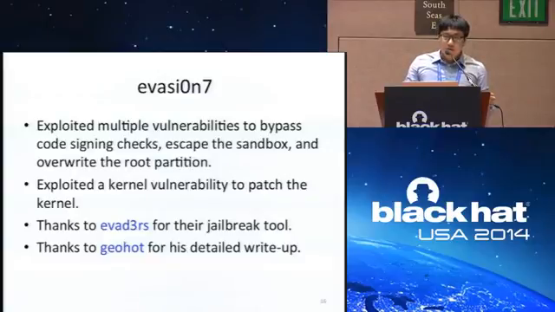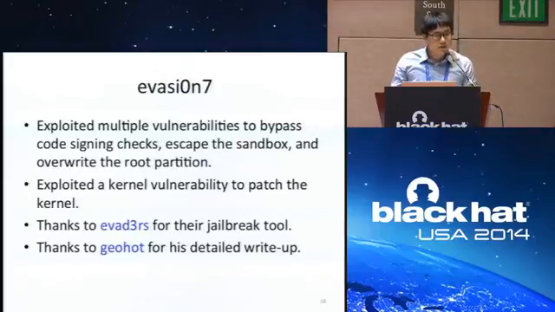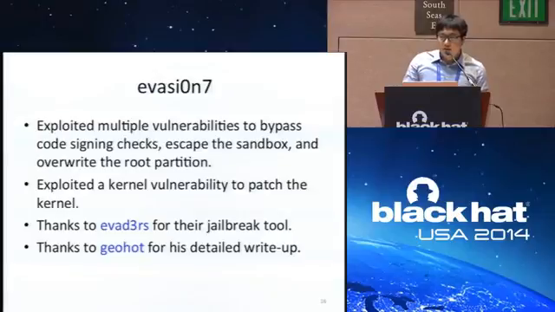As we talked about each step of the general ways of getting a jailbreak, Evasion 7 goes through each step: bypassing the code sign check, escaping the sandbox, and overwriting the root partition. Before getting into the details, we thank the evaders for releasing their jailbreak tool to let us study their exploit, and we really thank GeoHot for his detailed write-up.